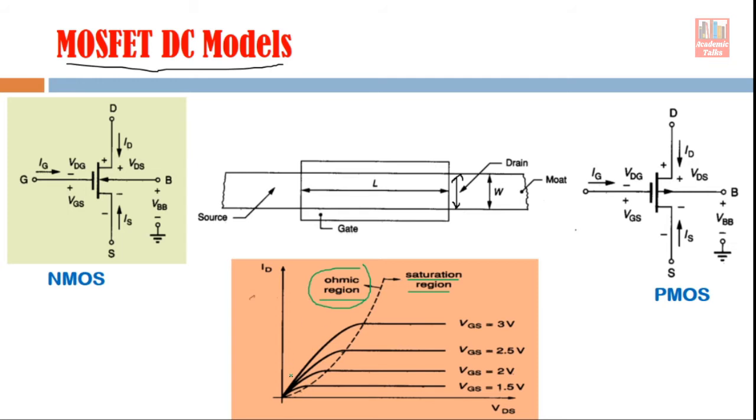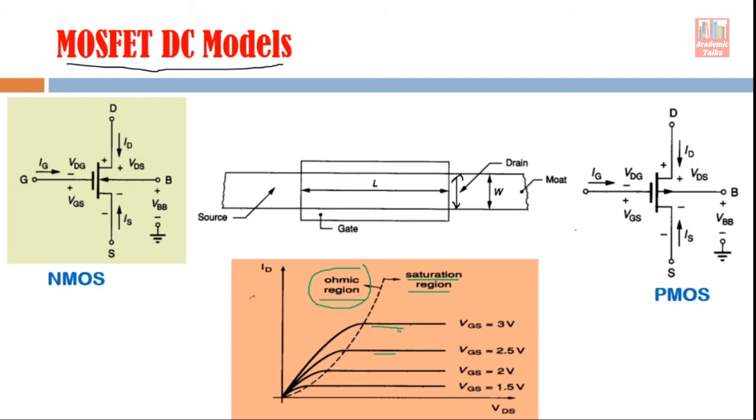The portion where the drain current increases with drain voltage is known as the ohmic region, because Ohm's law is being followed here. If you increase the drain voltage, the drain current increases. But when you go to this portion, you are increasing the drain source voltage, but the drain current is not increasing. The drain current is flat here, so a type of saturation has taken place in the drain current.